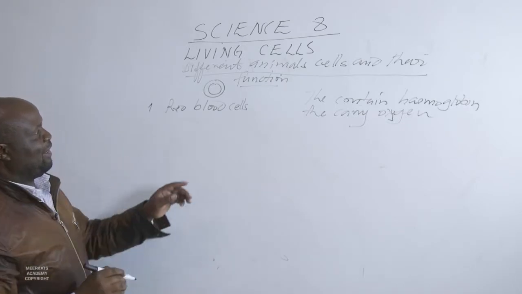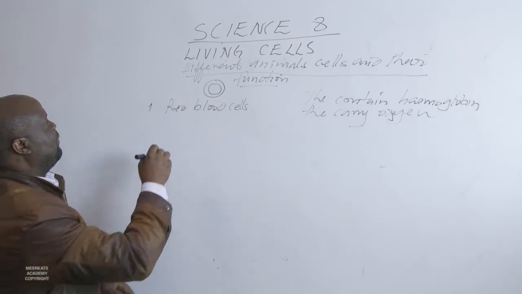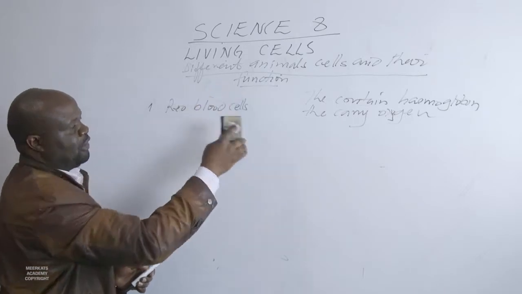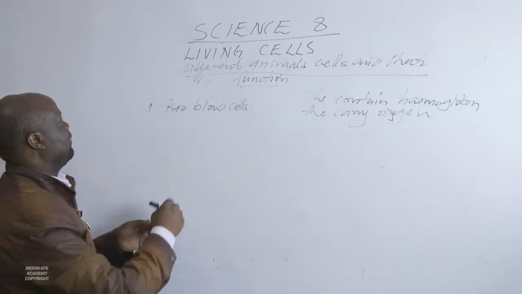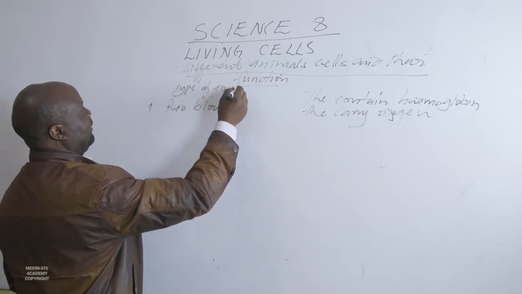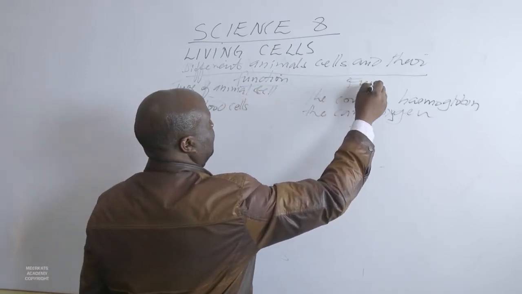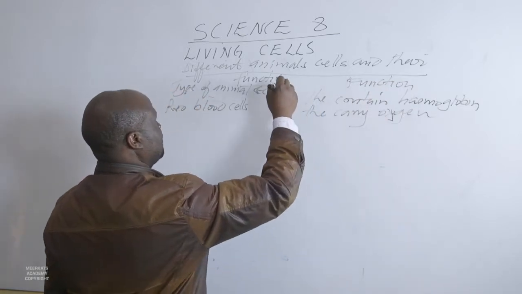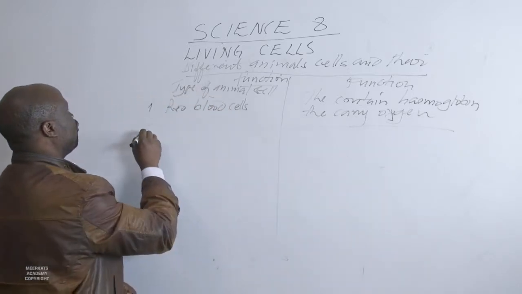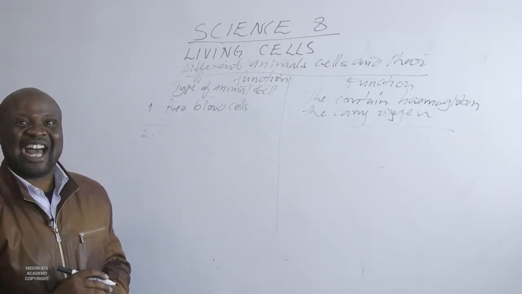We have seen the type of animal cell here, which is the blood cell, and the function is on the other side. So we can have a table to assist us, and we can have example number 2. We can have nerve cells.